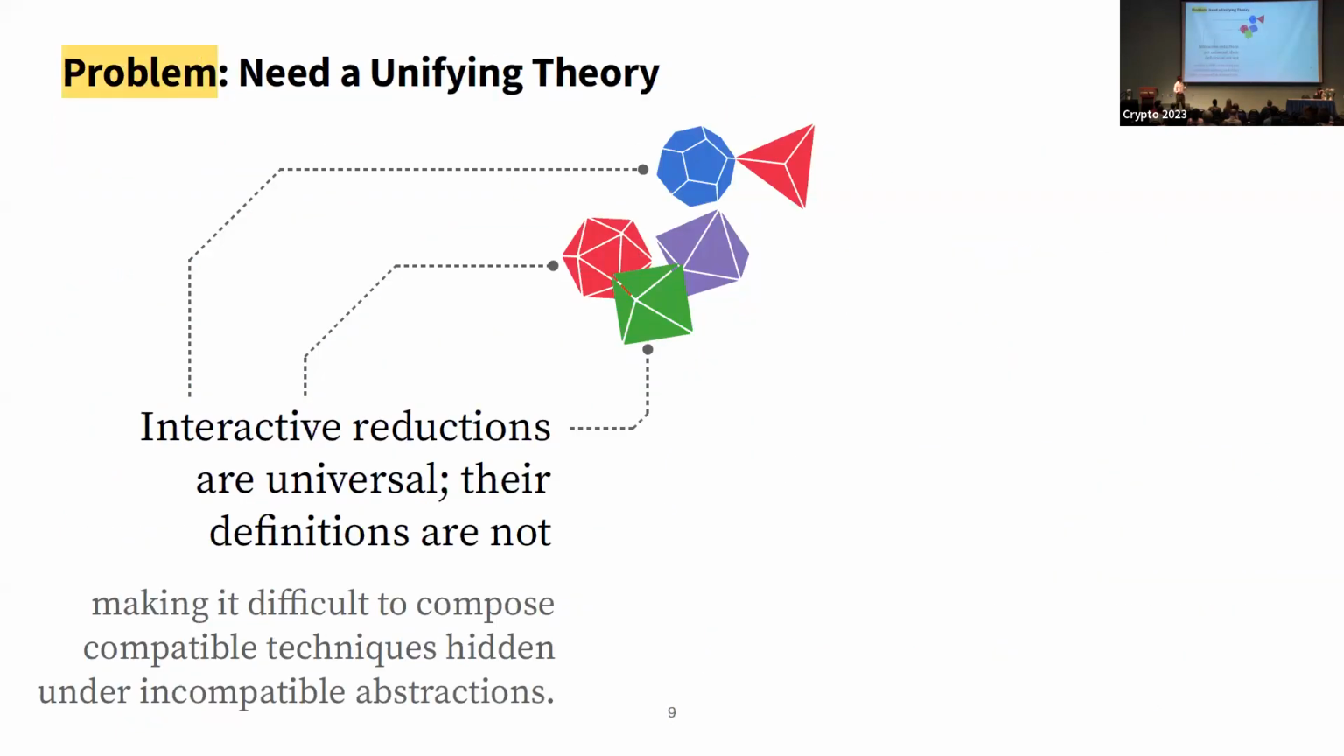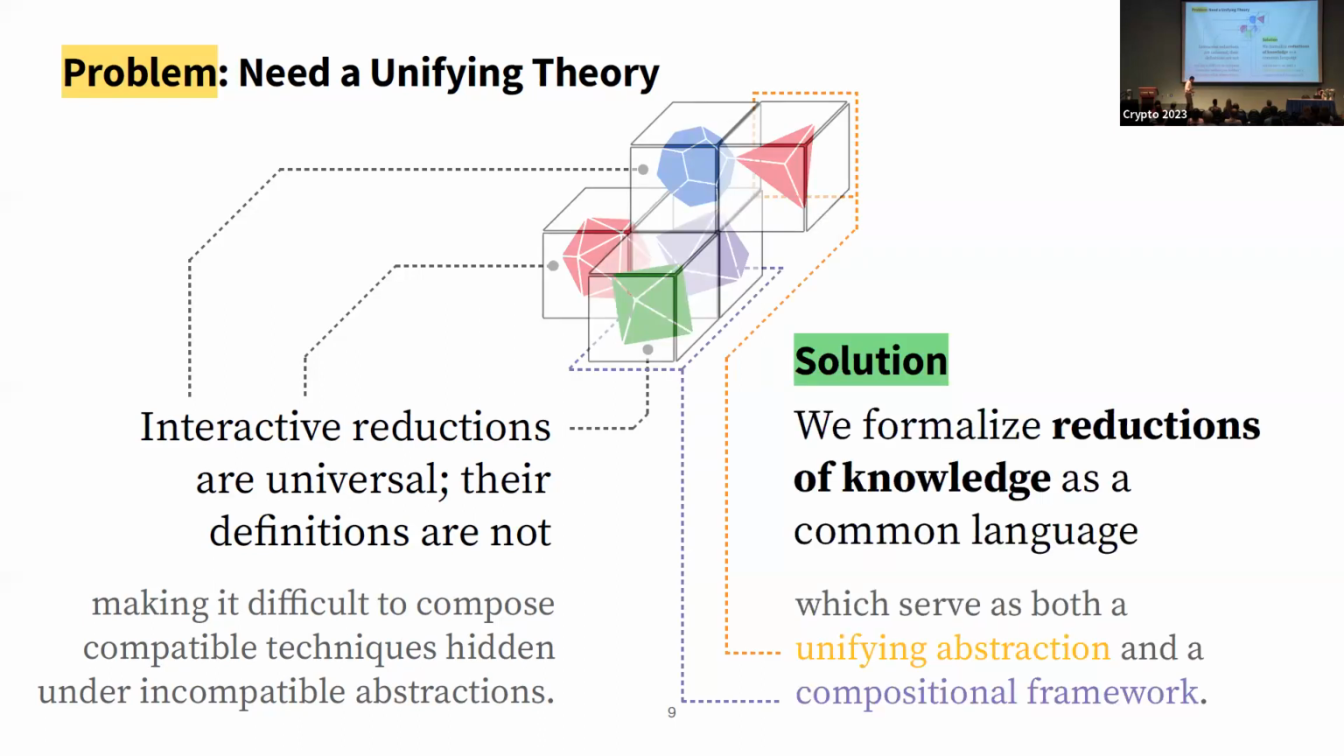And this leads to the core problem of today. You see, while this notion of interactive reduction is universal, we still don't have a unifying theoretical foundation for them. And this makes it difficult to compose compatible techniques hidden under incompatible abstractions. So, in search of a unifying language, we formalize reductions of knowledge to capture this idea of an interactive reduction over statements of knowledge. And our core thesis for today is that reductions of knowledge serve as both a unifying abstraction and a compositional framework.